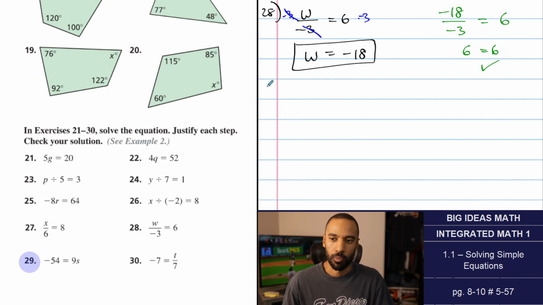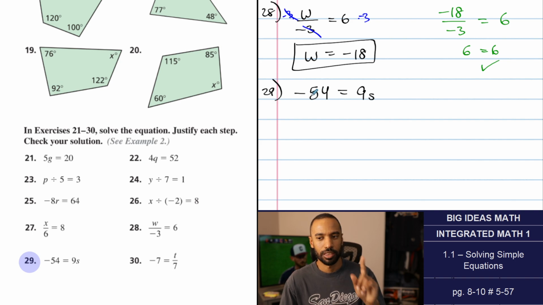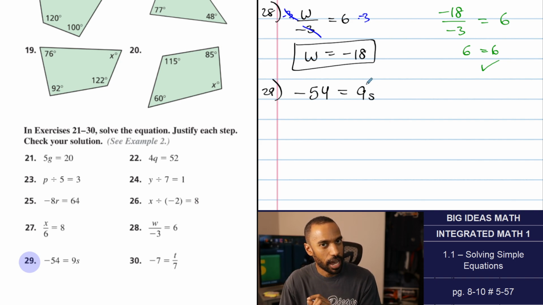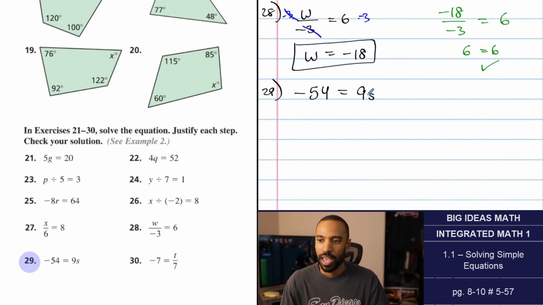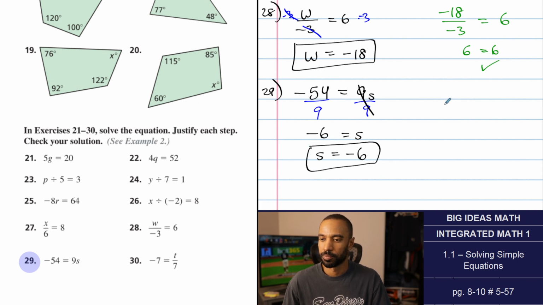They have the variable on the right side of the equation. That is of no difference to me. Negative 54 equals 9s. The 5 and the s look different. I'm trying. I'm really trying here. S is multiplied by 9. I will divide both sides by 9 to get where it is that I want to go. Here's s. Here's negative 6. That means s equals negative 6. I like to write it that way, of course.